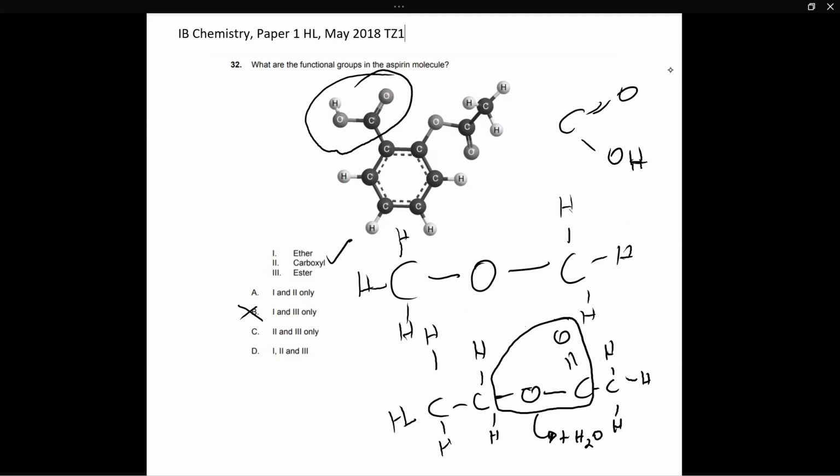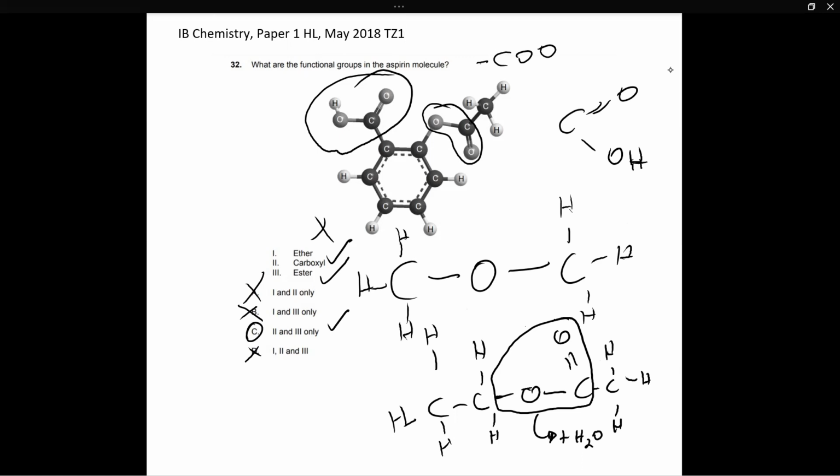And then what about ether? Do we see an ether group? You may look at this and say it's an ether, but then you would be wrong. That's not an ether group. Look at this. It's a COO group. So that's not an ether. That's actually an ester, and this is formed by the condensation reaction between what appears to be ethanoic acid and an alcohol. So the correct answer for this is C, because that's 2 and 3. And this is also the right answer.